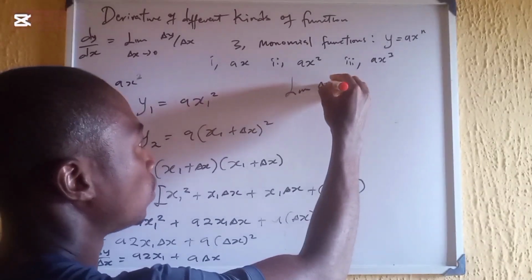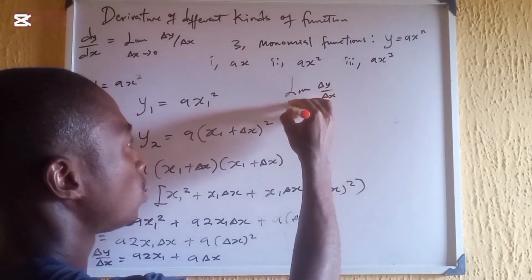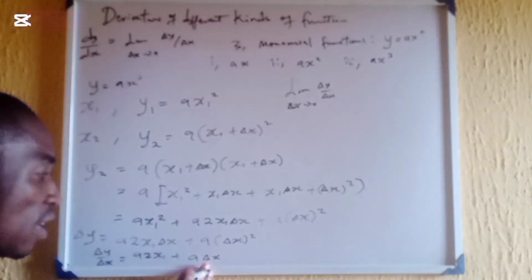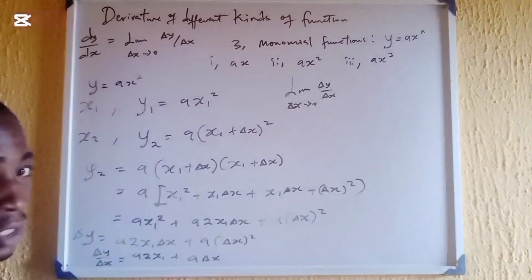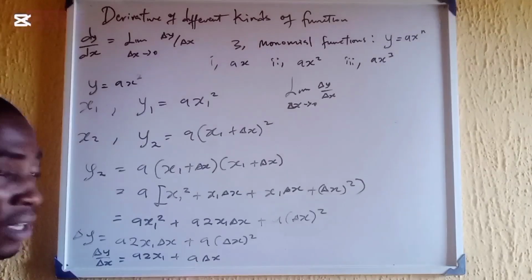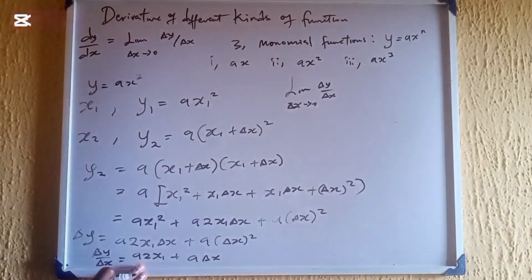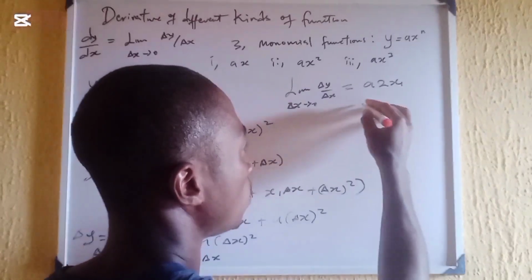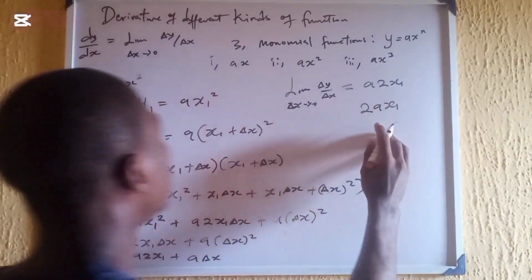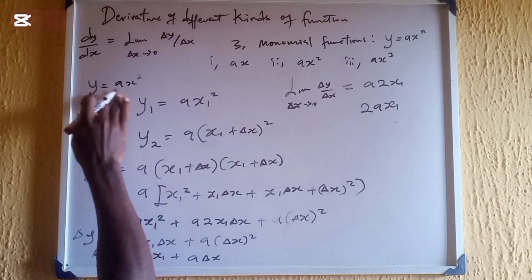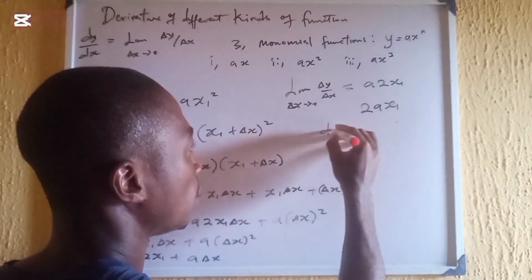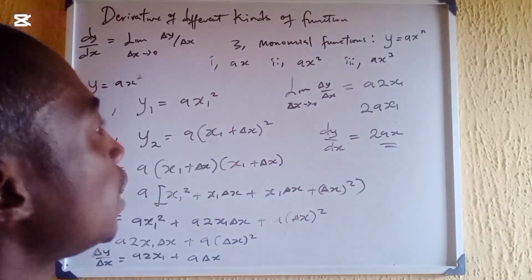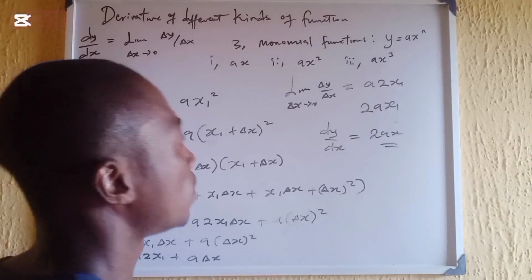So what will be the limit? Well, in the equation, we only have change in x here. As change in x tends to 0, a change in x will be tending to 0. That means a change in x becomes 0. We're only left with a2x1, which is the same thing as 2ax1. So the derivative of y equal to ax squared, dy/dx, is equal to 2ax. So let's take the third example before we move to the next thing.